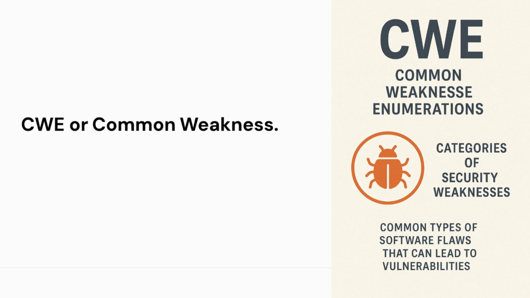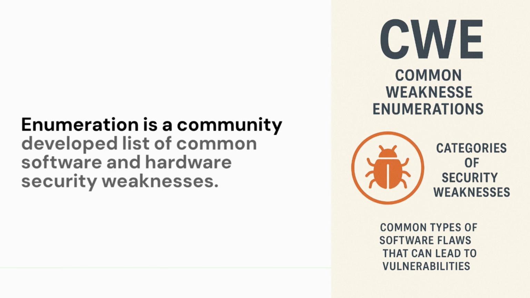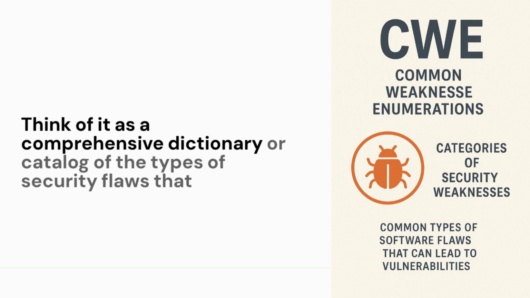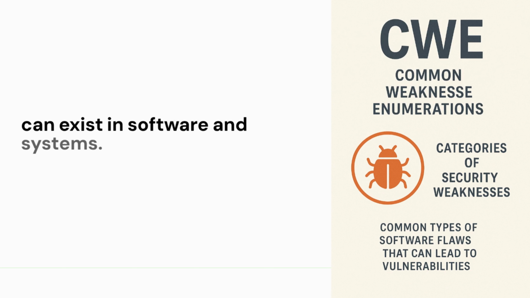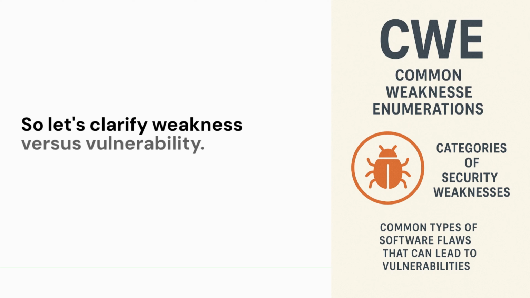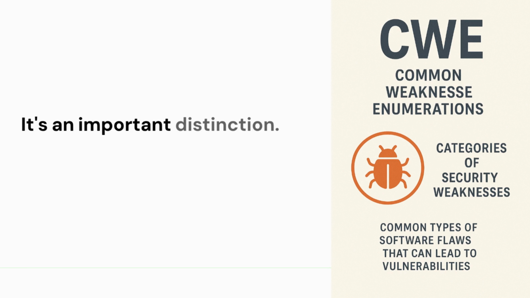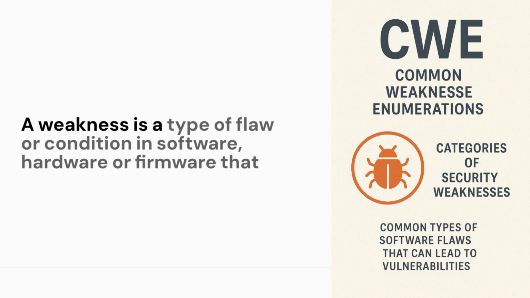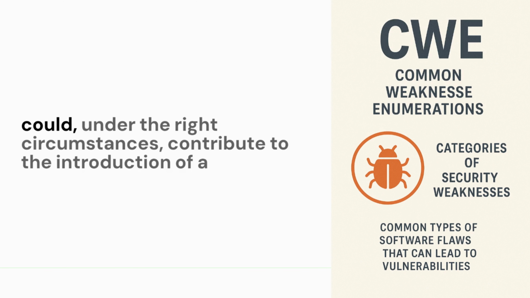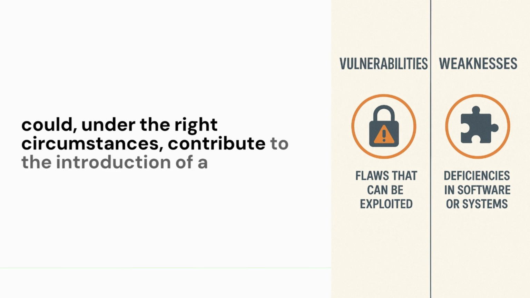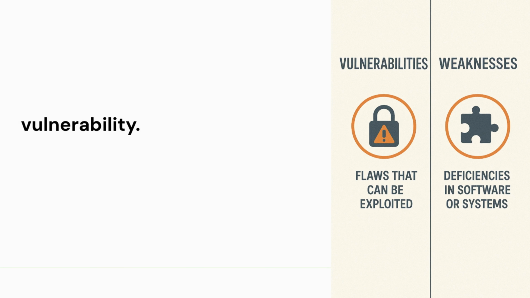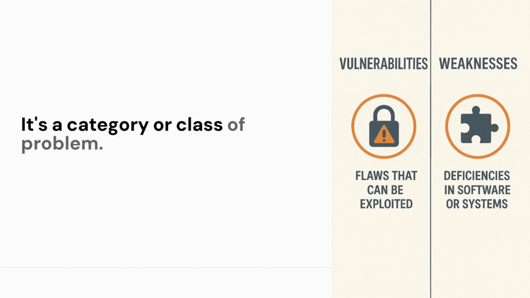CWE, or Common Weakness Enumeration, is a community-developed list of common software and hardware security weaknesses. Think of it as a comprehensive dictionary or catalog of the types of security flaws that can exist in software and systems. So let's clarify weakness versus vulnerability. It's an important distinction. A weakness is a type of flaw or condition in software, hardware, or firmware that could, under the right circumstances, contribute to the introduction of a vulnerability. It's a category or class of problem.